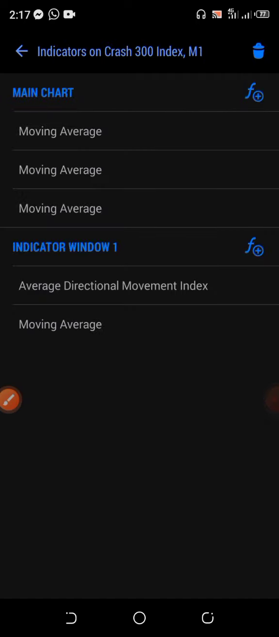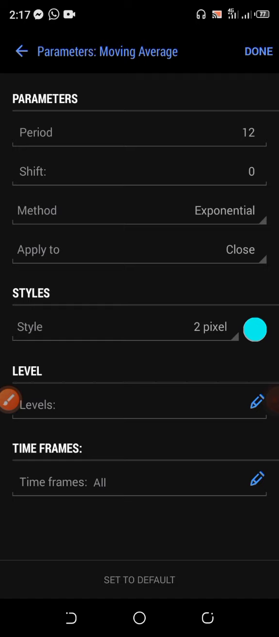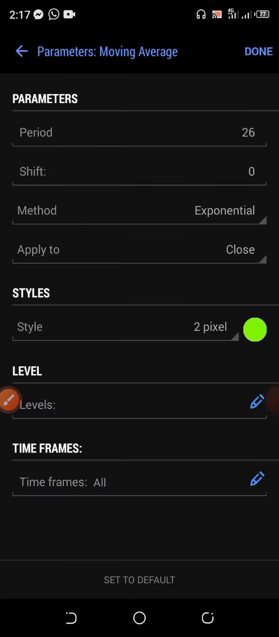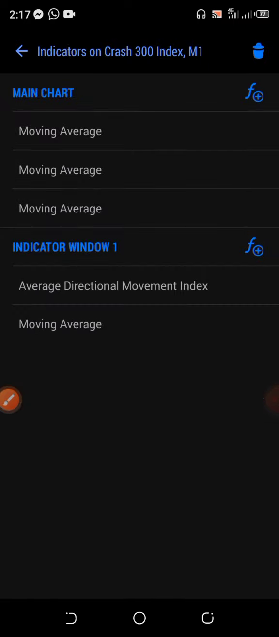We have one moving average 12. Exponential, apply to close, you choose your color. Then the second one is moving average 26. Exponential, choose your color, that is your choice. Then the third one, moving average 9. Exponential, you choose your color. Then we'll have indicator window 1.